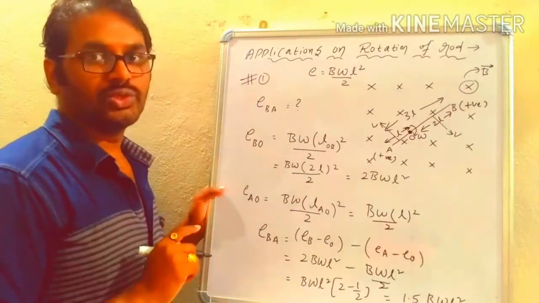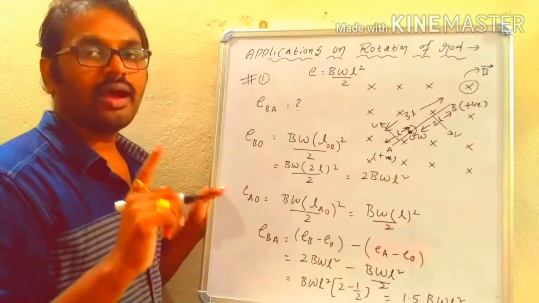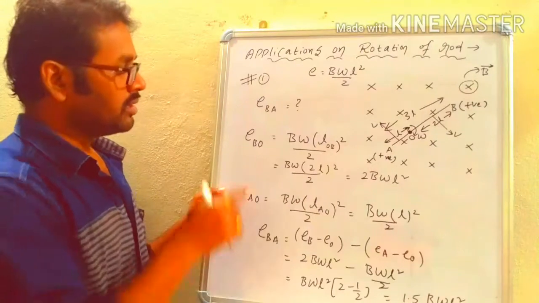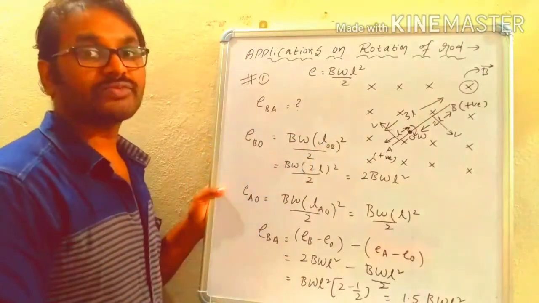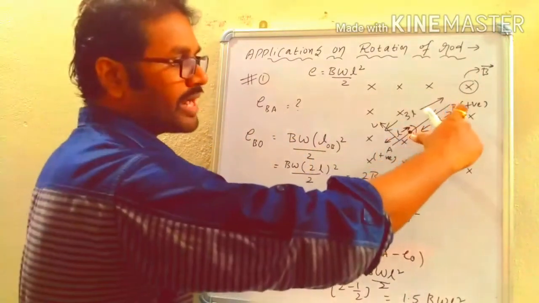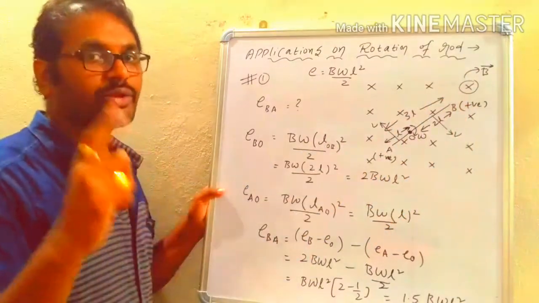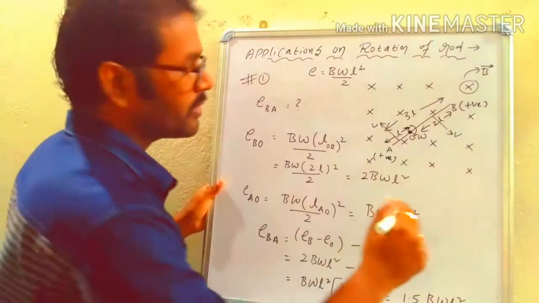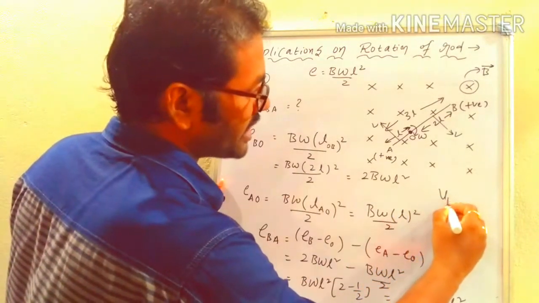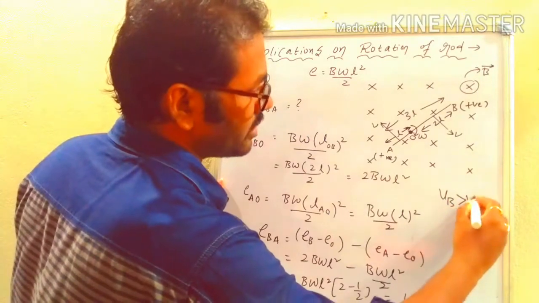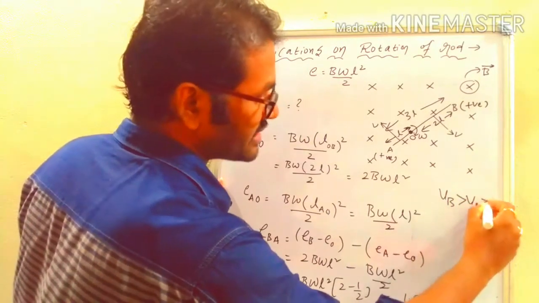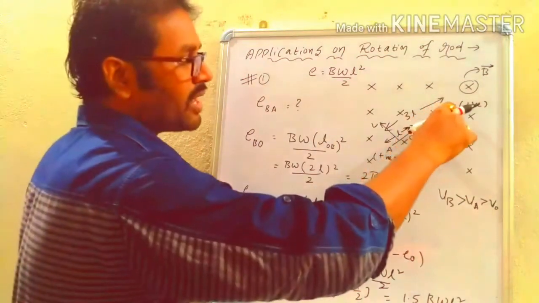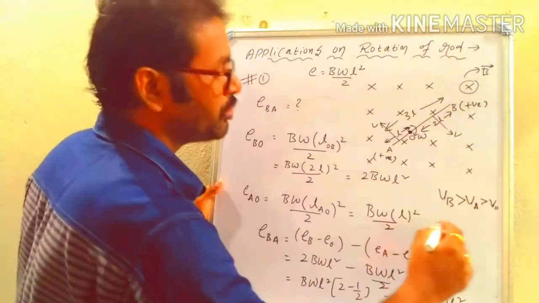By comparing B and A, both have positive polarities. But out of these two, the one which has a higher magnitude of potential is the point B, because EMF is proportional to the square of the length. Where you get more length, there the potential difference is also more. So we can relate: potential at point B is greater than potential at point A, which is greater than potential at point O.